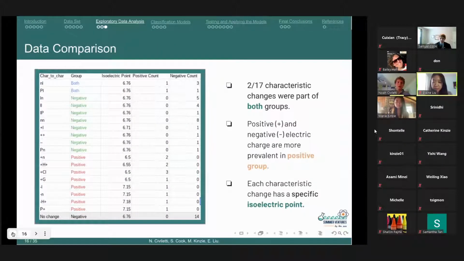So as I previously mentioned, we were provided the characteristics of amino acids, and we were provided this data for before the mutation and after the mutation. So we decided to combine the before and after characteristics into one variable, and we found a clear correlation between the group and the isoelectric point, besides 2 outliers. As you can see, the negative group most commonly has an isoelectric point of 6.76, and the positive group has an isoelectric point both higher and lower than this value.